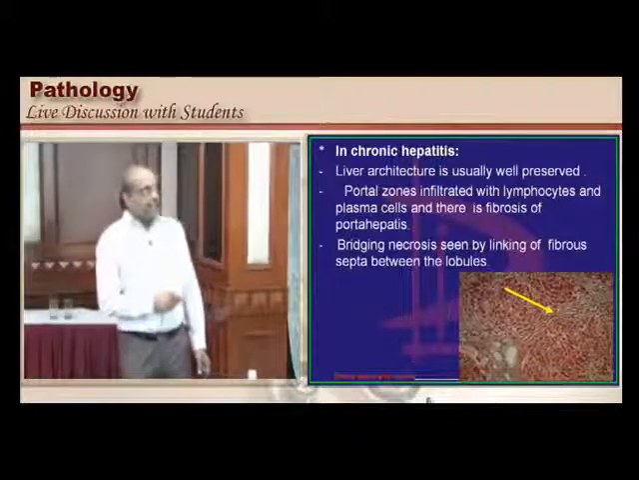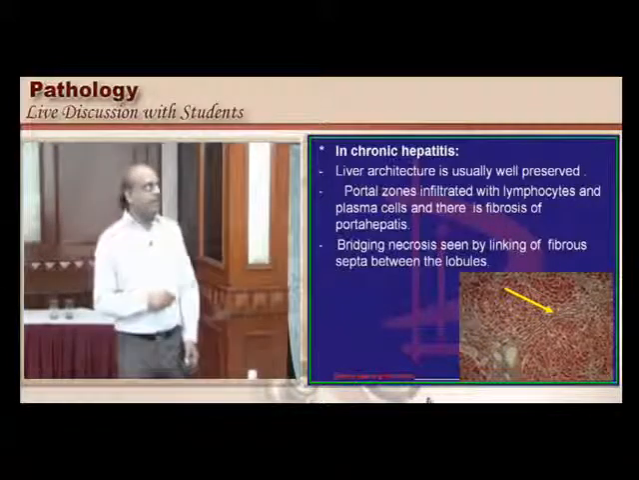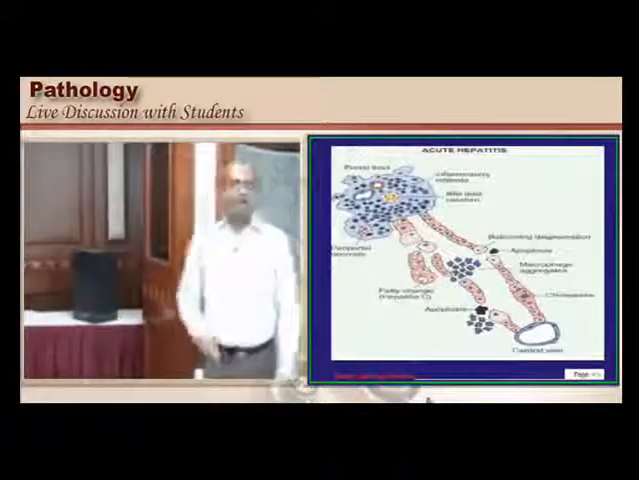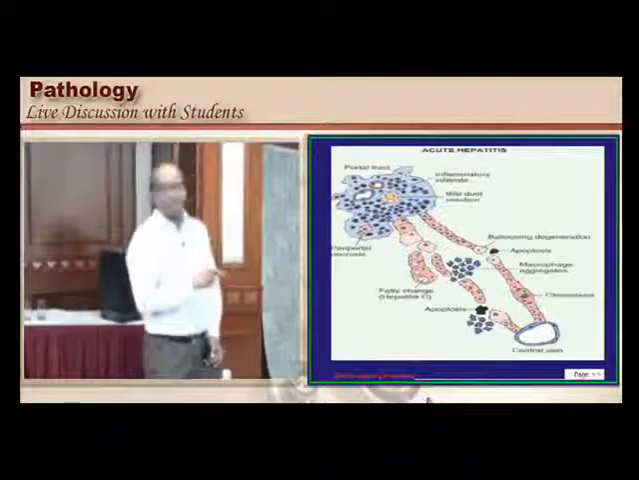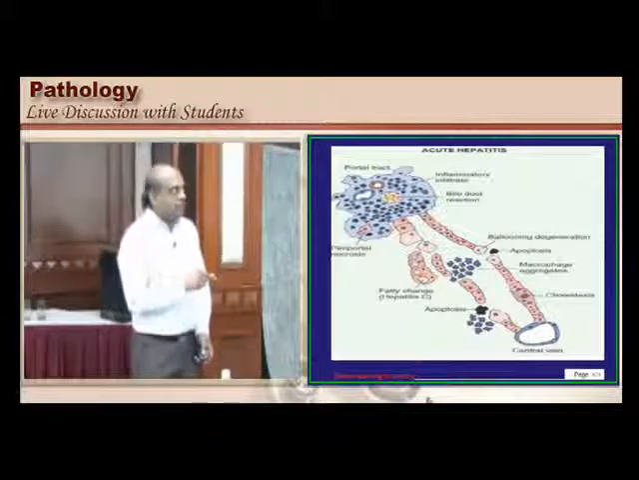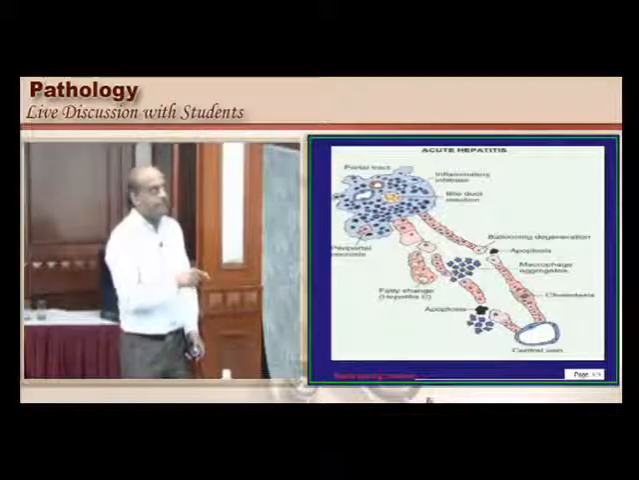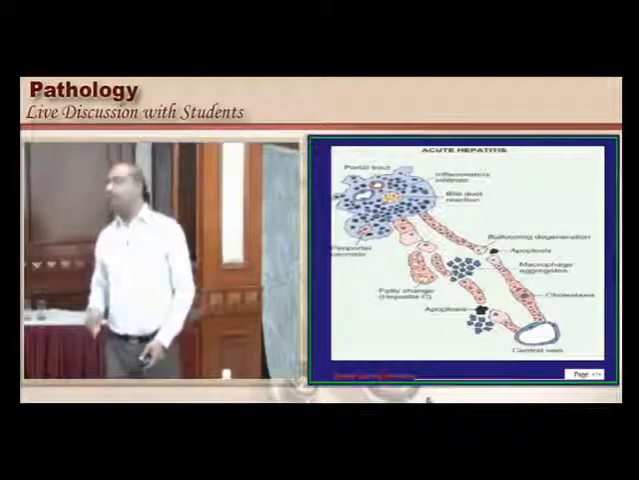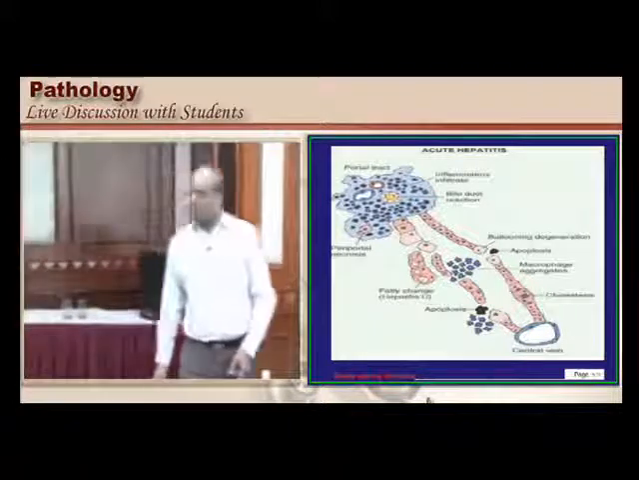Then the portal zones are infiltrated with lymphocytes and plasma cells, and there is a development of bridging necrosis, which is a very important feature of chronic hepatitis. Now let us see the same in a better schematic. If you look at acute hepatitis, there is a reaction at the level of the bile duct, there is ballooning degeneration, there is a development of hepatosis, periportal necrosis, and if it is hepatitis C leading to acute hepatitis, fatty changes will appear, and there is some amount of cholestasis. These are the essential features of acute hepatitis. So ballooning degeneration, whether in acute or chronic, you are going to remember it as acute hepatitis.